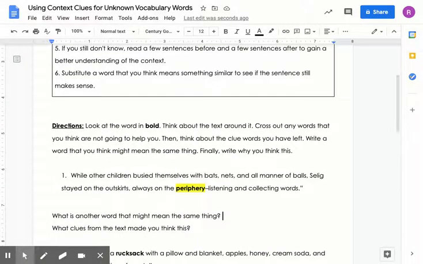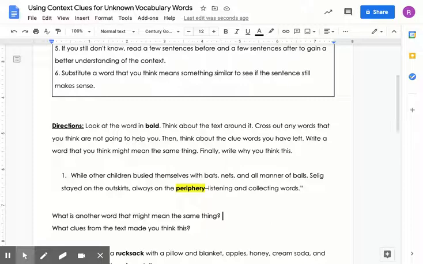Okay, so the first sentence that we're going to be looking at is from The Boy Who Loved Words, and it reads like this. While other children busied themselves with bats, nets, and all manner of balls, Selig stayed on the outskirts, always on the periphery, listening and collecting words.